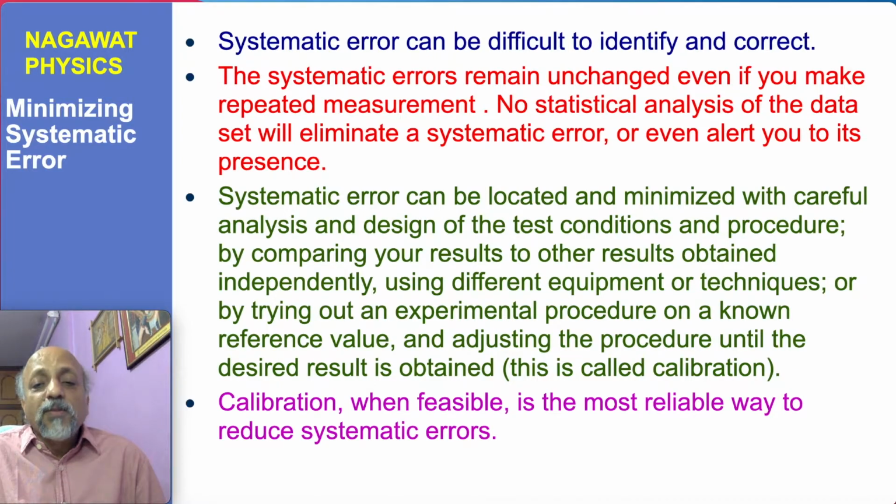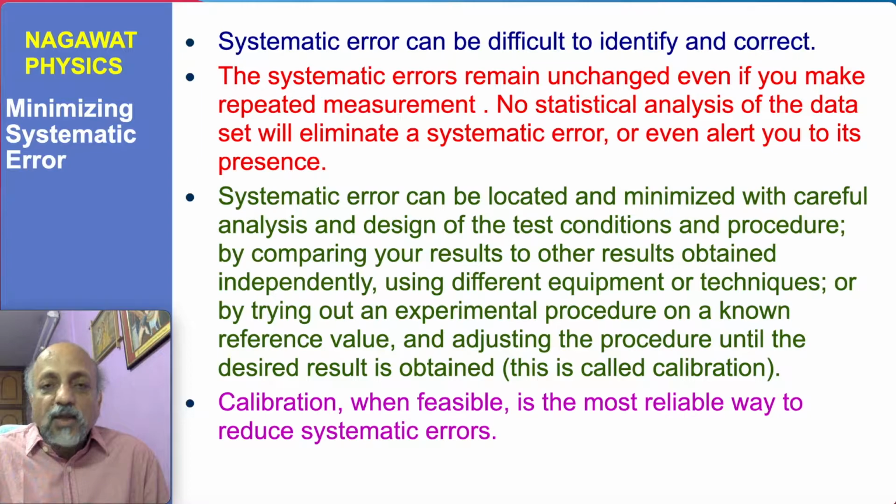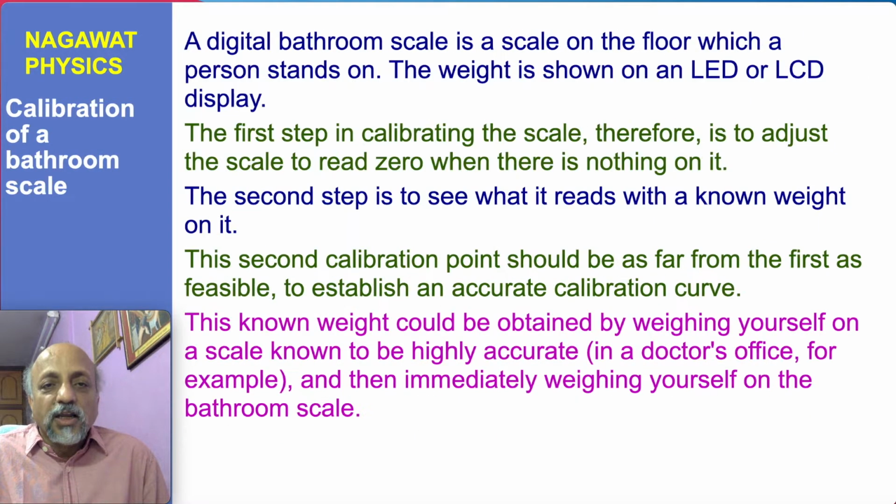Calibration, when feasible, must be involved in making the measurement, and it is the most reliable way to reduce systematic error, because in the process of calibration we are calibrating the available instrument against the readings of standards or standard instruments. That is why calibration is a good way of reducing systematic error, and the zero error can be easily corrected as pointed out earlier.